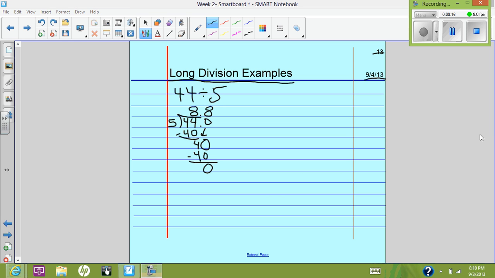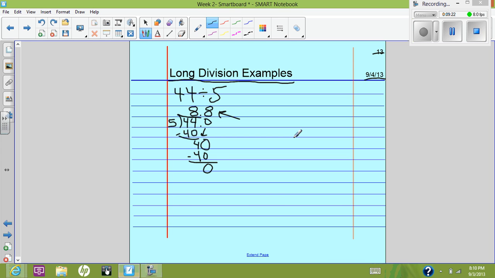Okay, let's see if you got the right answer. The right answer in this case is 8.8. If you got that right, congratulations. If you did not, look carefully at each step that I did. First, I did division. 5 goes into 44 8 times. Then I multiplied. 8 times 5 is 40. I subtracted. 44 minus 40 is 4. And then I didn't have anything to bring down, so I added a decimal point and a 0 and brought down the 0, leaving me with 40.